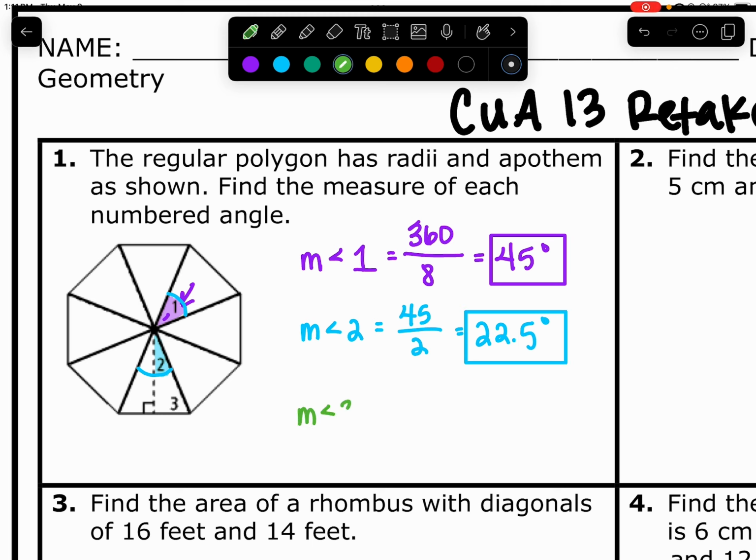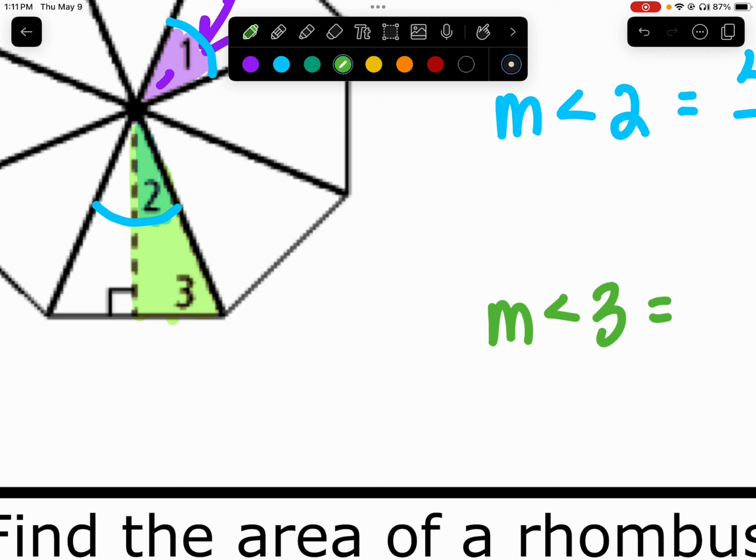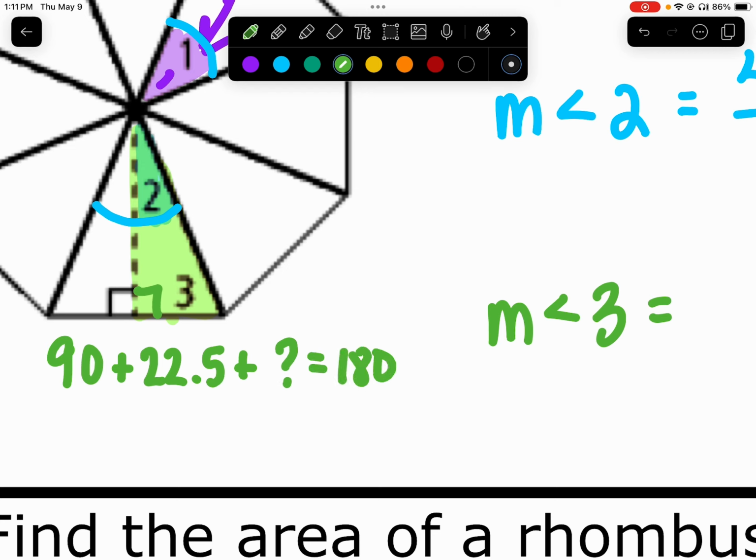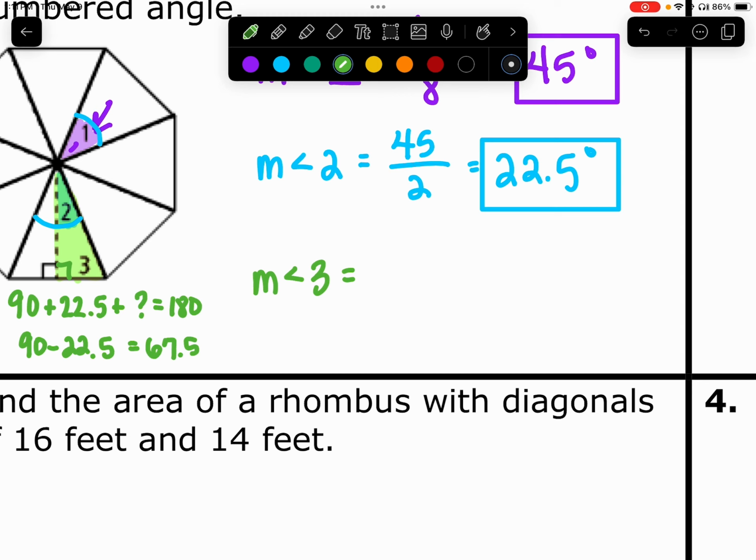The measure of angle 3, different ways we could do this, but I'm just going to use the triangle sum theorem. So this is a 90-degree angle right here. So we have 90 plus 22.5 plus angle 3 has to equal 180. We already know that 90 and 180, if you were to subtract, you would get 90. So I'm just going to do 90 minus 22.5, and that would give us 67.5.